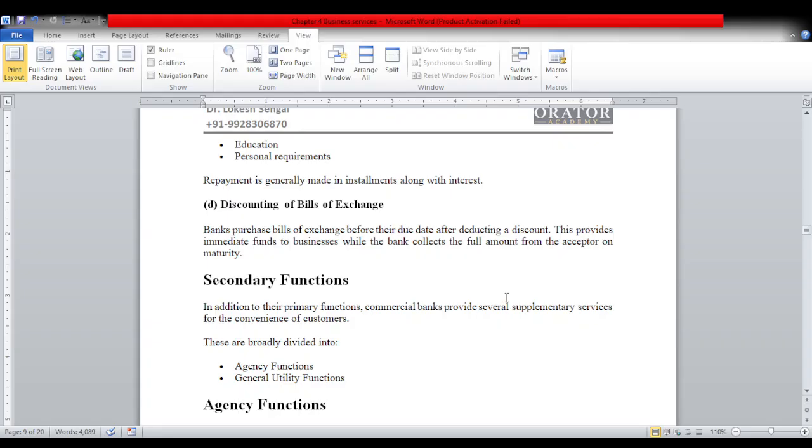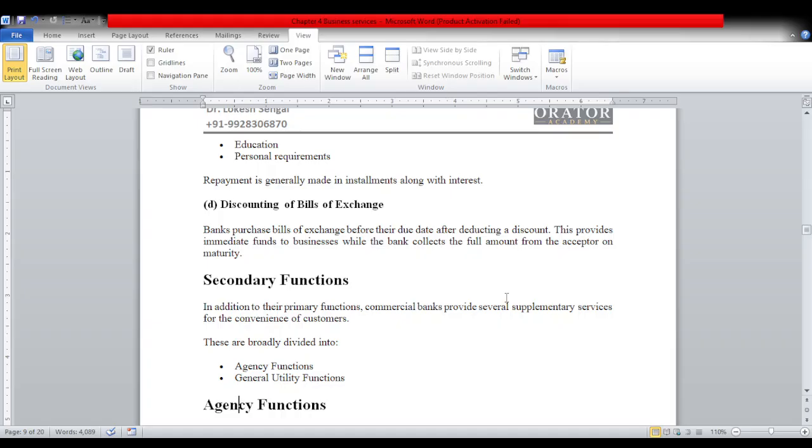Next is your discounting of the bill of exchange. Banks purchase bills of exchange before their due date after deducting a discount. This provides immediate funds to the business while the bank collects the full amount from the acceptor on maturity. So discounting of the bill of exchange is important, and it will definitely help you to get your money from the particular bank in advance through a particular bill of exchange.